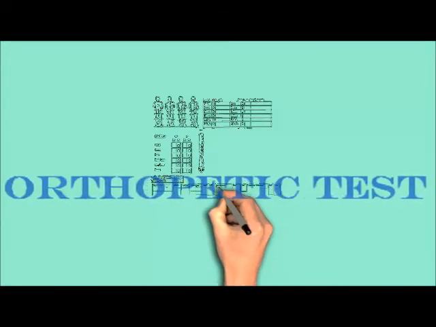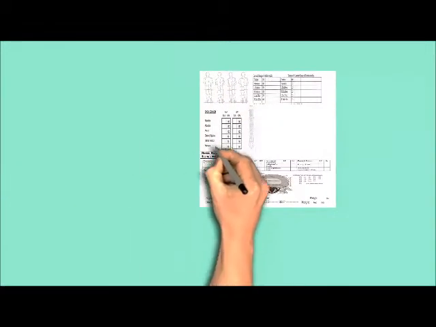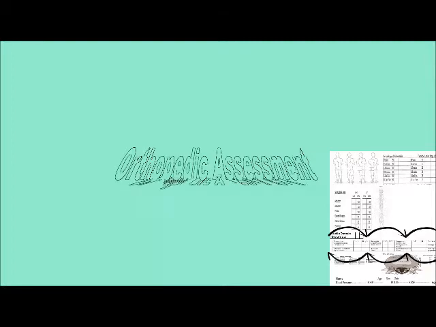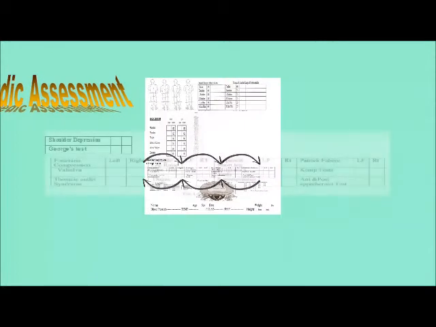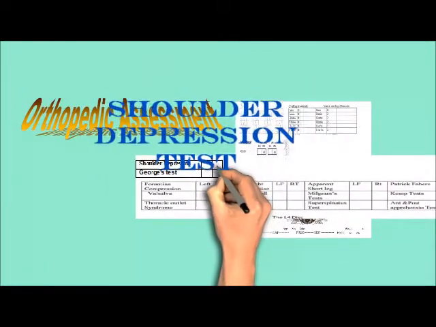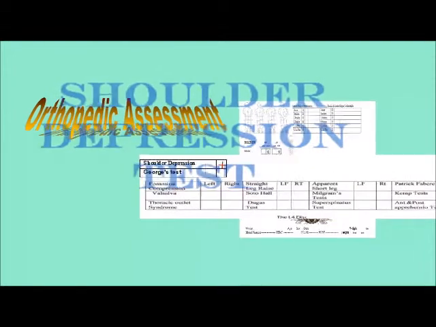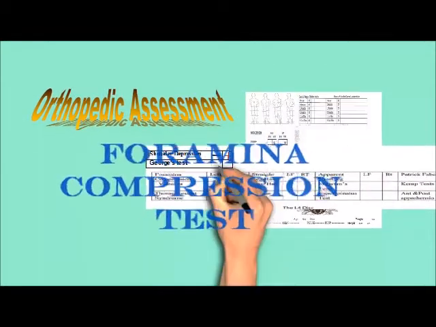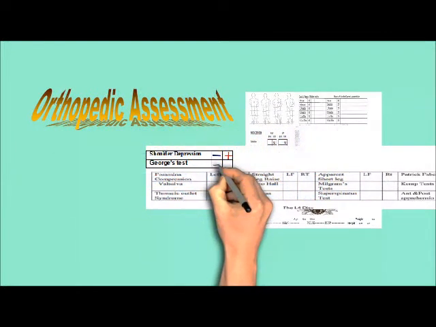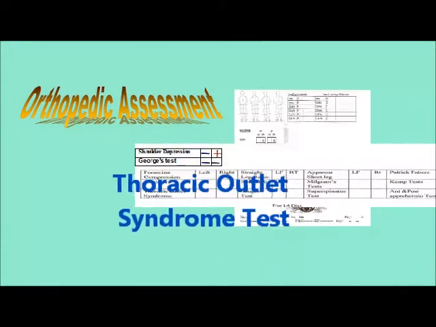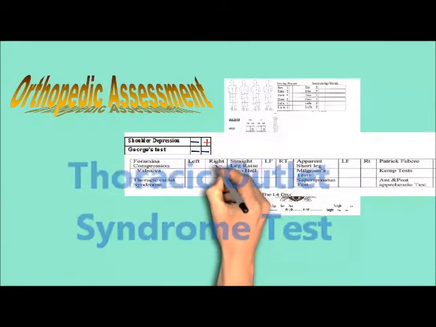Next are orthopedic assessments, orthopedic tests. These are tests designed for various reasons, either for muscle, nerve, or joint. There are over 100 tests, and I'm going to mention a few of them here, like shoulder depression, foraminal compression, thoracic outlet syndrome. I did a video on the side about thoracic outlet syndrome, a straight leg raise test, or the Patrick Faber test.